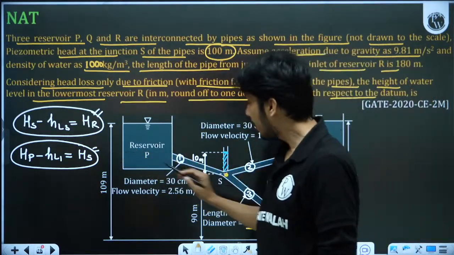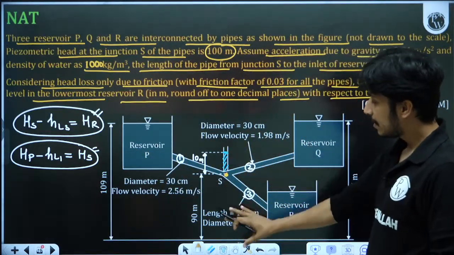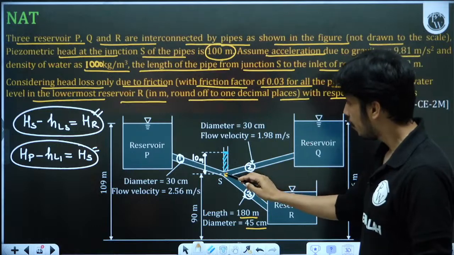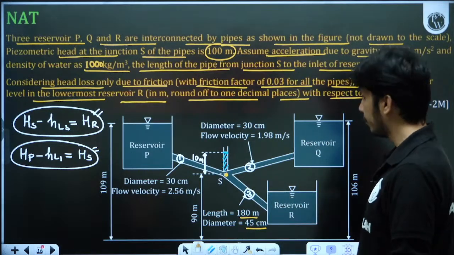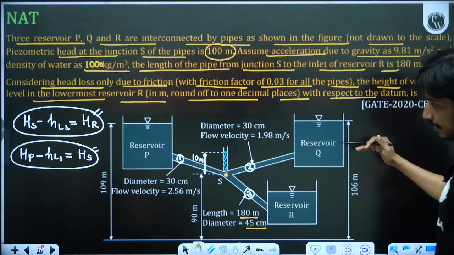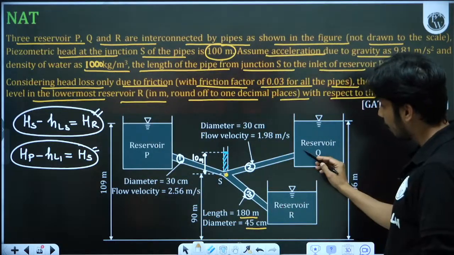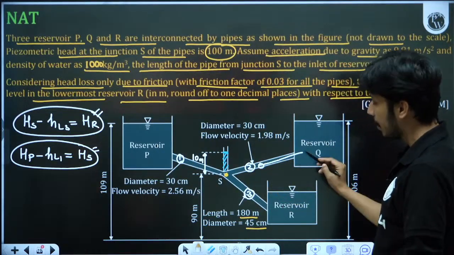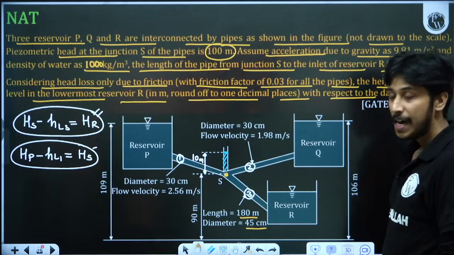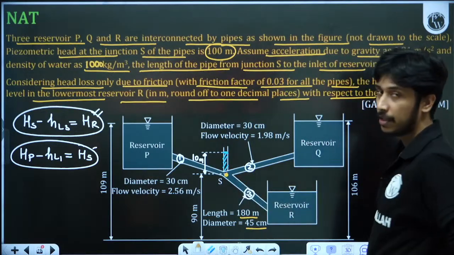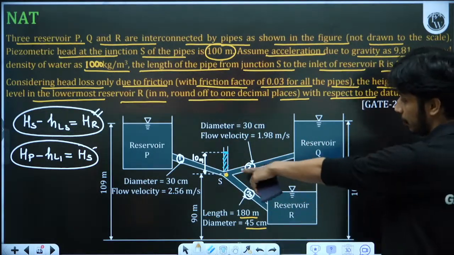But if we don't know the piezometric head at S, then we are not confirmed whether the flow will go from here to here or from here to here, because this is at lower height. This is at 106, this is at 109. So at the mid reservoir, whether the flow will go one way or the other, we are not confirmed until and unless we are given the total head at S.